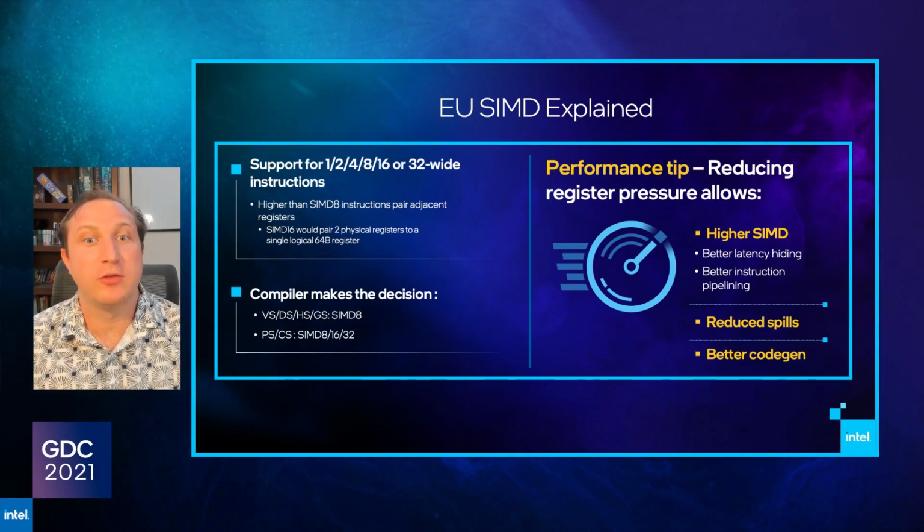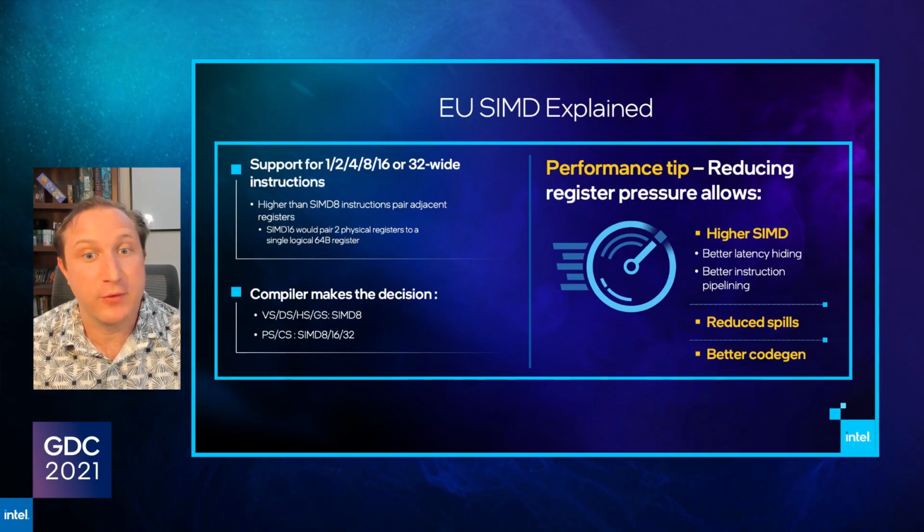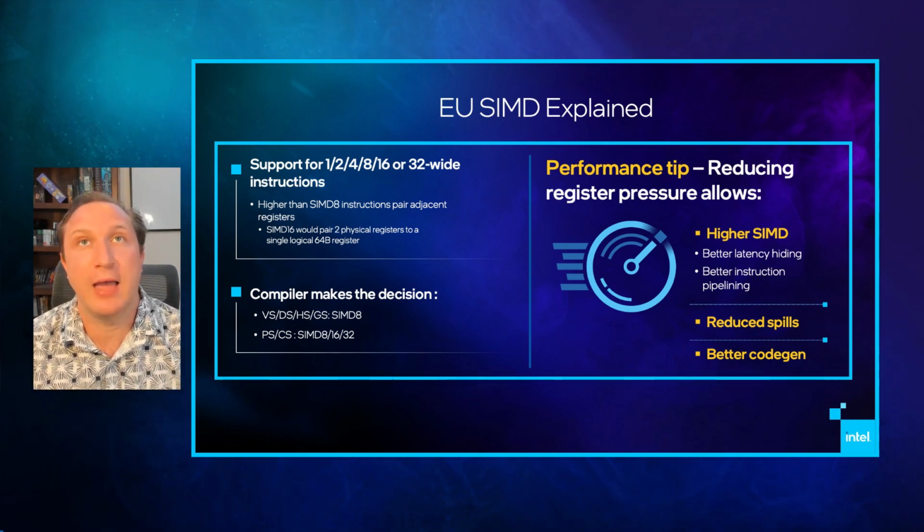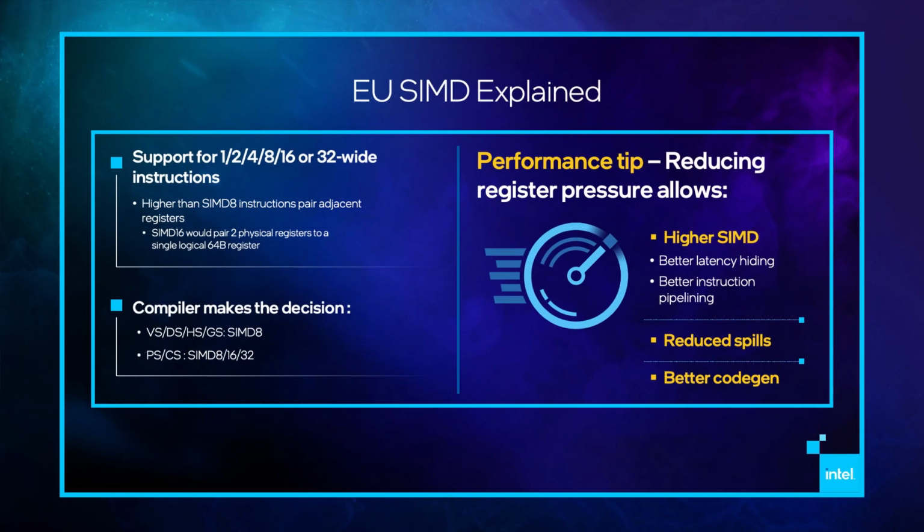Now that we've discussed how to ensure software today and in the future can check for feature support to be flexible for future hardware, I will discuss at a high level how SIMD works on Intel. On Intel graphics, execution units, or EUs, are the core of our execution of shader code. Physically, our EUs are SIMD8, but logically support up to 32 wide instructions. Depending on thread register usage, the compiler will choose which SIMD width to run. Higher than SIMD8 instructions pair adjacent registers. For instance, SIMD16 would pair 2 physical registers together.